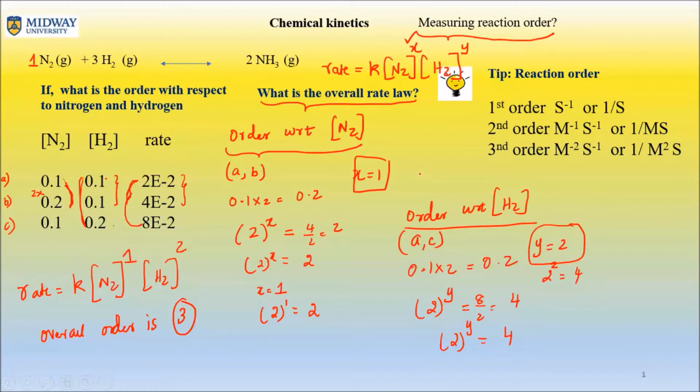Now I'll give you a trick. This is something you may want to remember. There's a pattern to it, okay? Reaction order, typically these are the units for k, okay? Which is the rate constant, right? This is the rate constant.